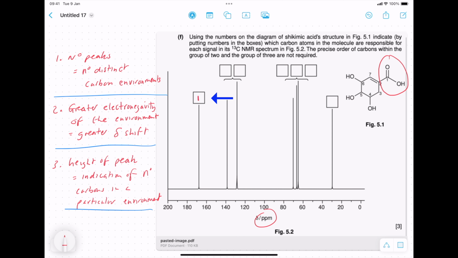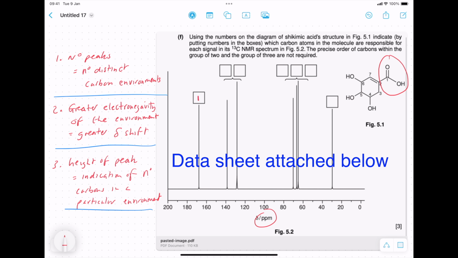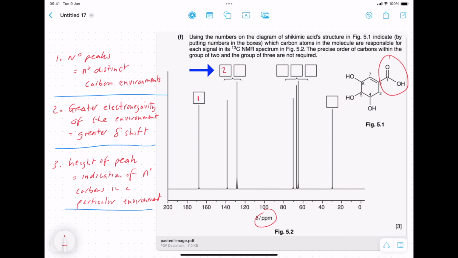So that's number 1. Okay, the next one is the double bonded carbons. Double bonded carbons, according to the data sheet that we're using today, are between about 120 to 140. Number 2 is closer to the C double bond OH than number 7. So I'm going to place this as number 2 and this is number 7. Remember what I said, the greater the shift, the more electronegative the environment around that carbon.